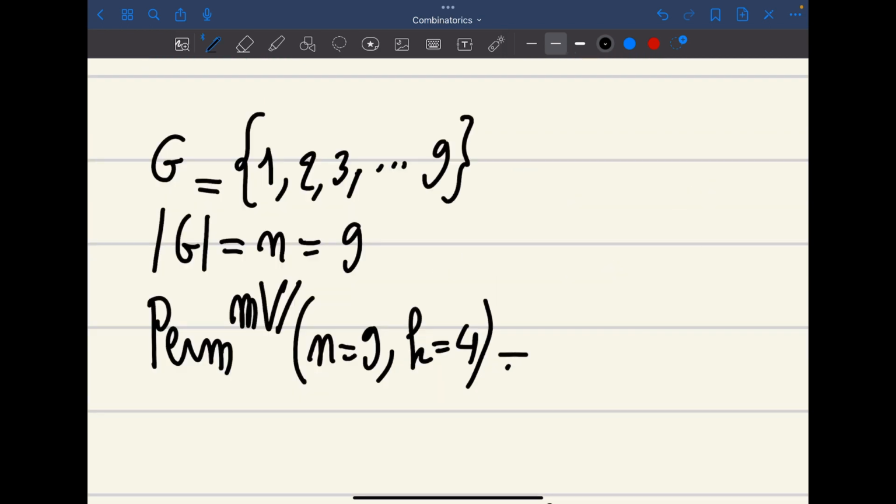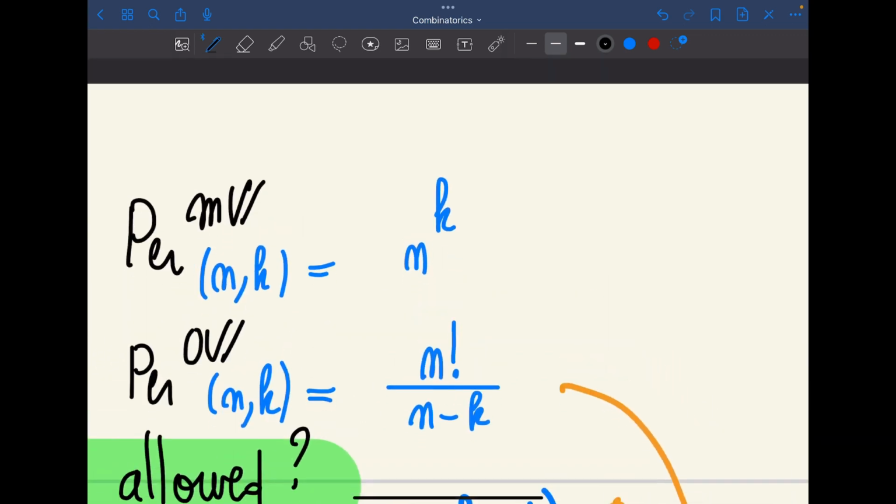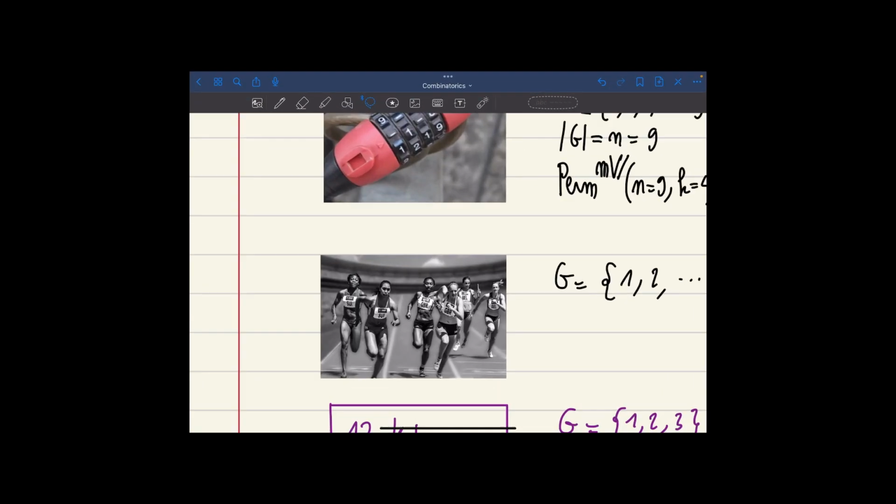How many for the first one? 9. How many possibilities for the second one? 9. Third, fourth. So we have 9 to the power of 4. So the general formula will be n to the power of k. Let's go on to the second example.